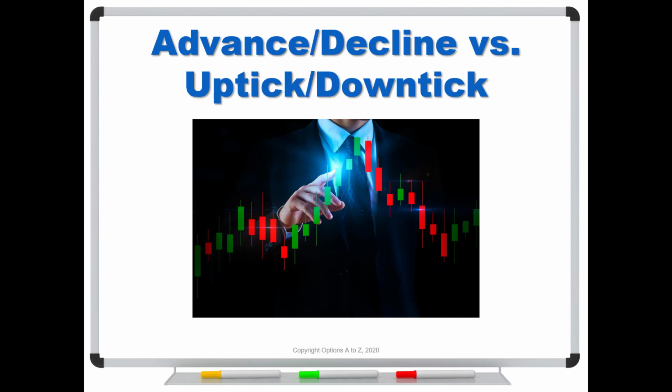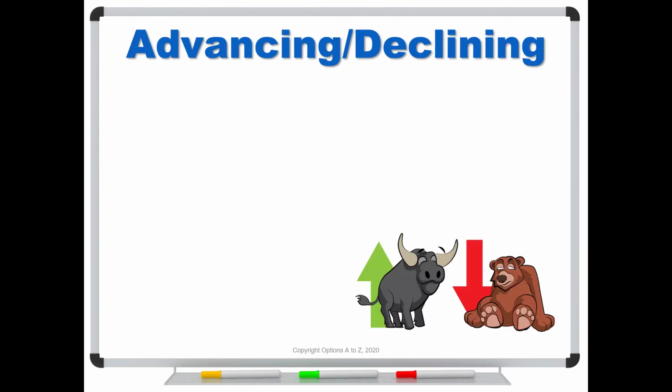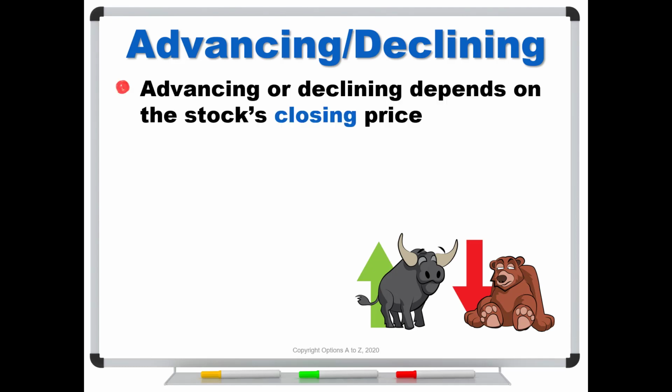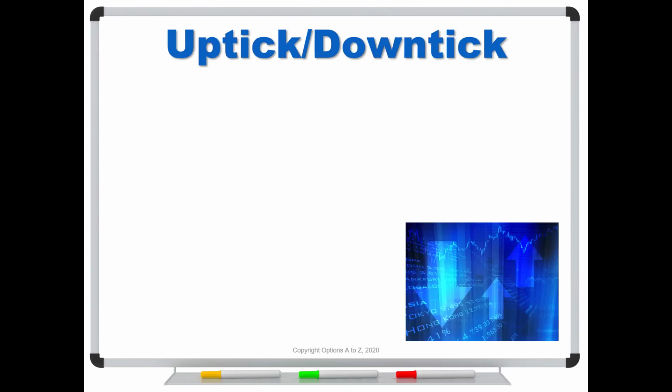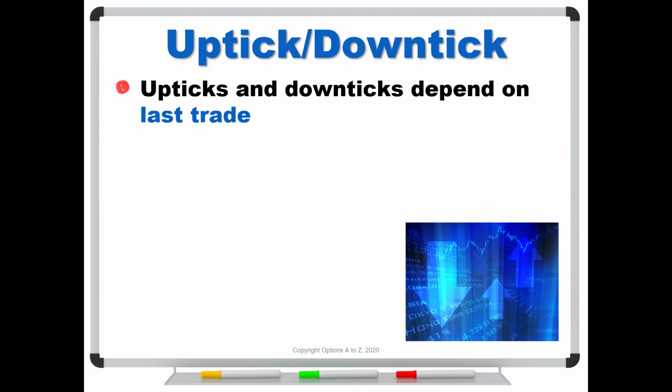It's actually a very easy distinction, but it's important and it will help you to understand what those calculations are doing. Let's start with advancing and declining. These terms depend strictly on the stock's closing price. That's it. That's how it's always making its comparison. So let's say that ABC closed at 100 and today it opens at 102. If that happens, this is an advancing issue. As long as the current stock price, we're looking at that last trade, as long as that is above 100, it's an advancing issue. However, when we're using the terms uptick and downtick, these terms depend on the last trade.